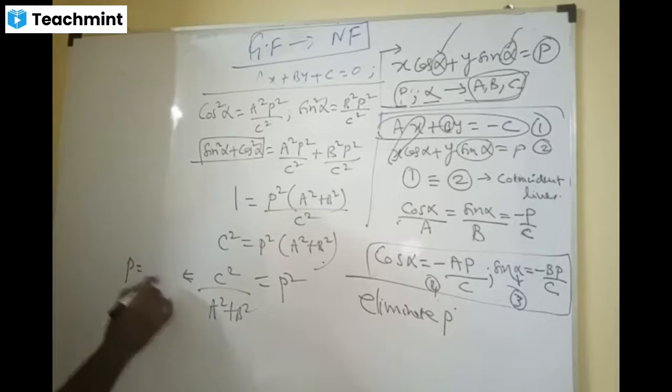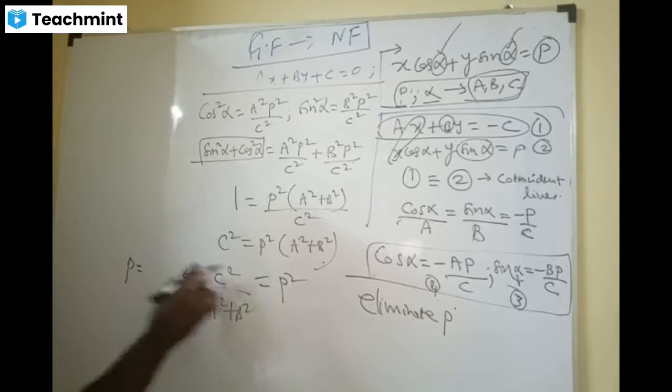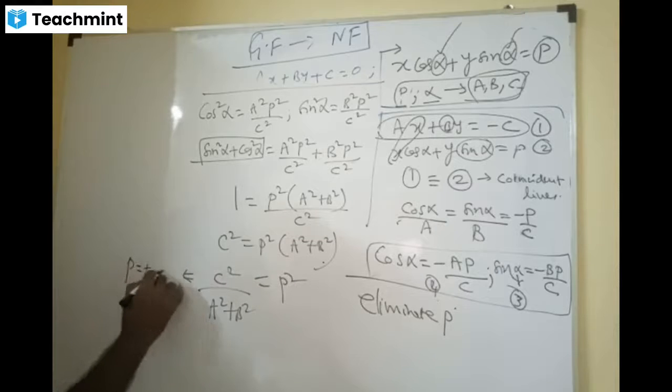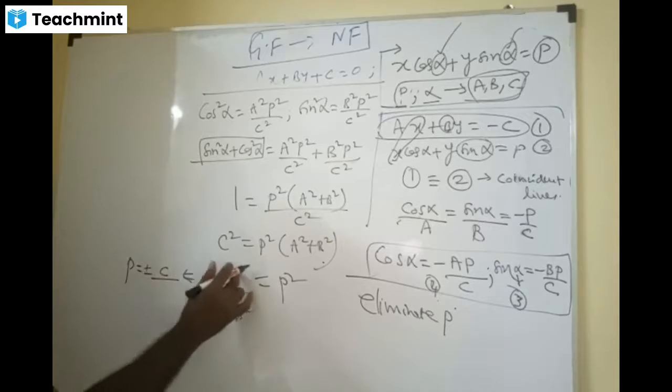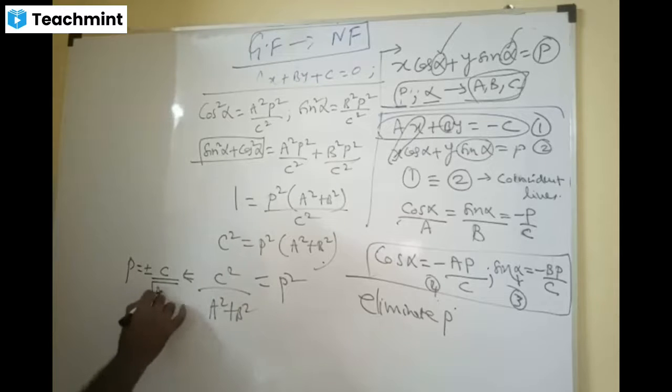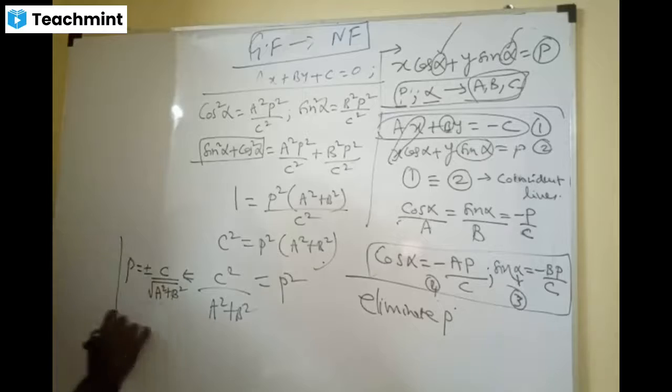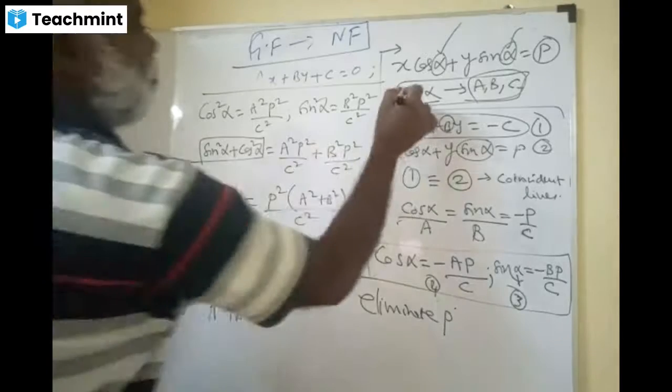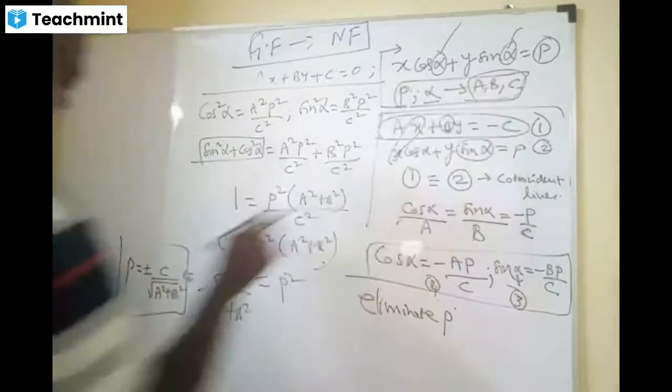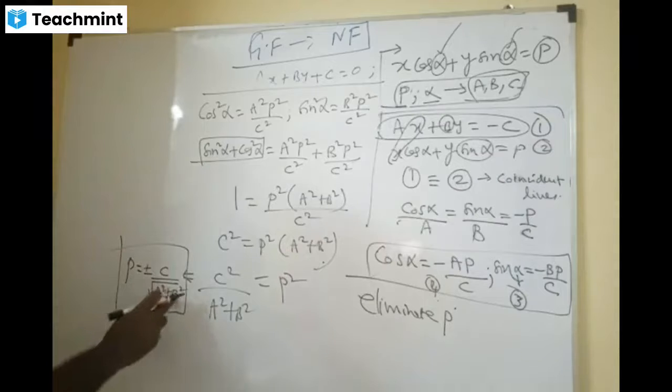Yes, sir. P equals plus or minus C by square root of A square plus B square. Do you agree? This is number 1, please. You wanted P in terms of A, B, C. Now, C by root of A square plus B square.